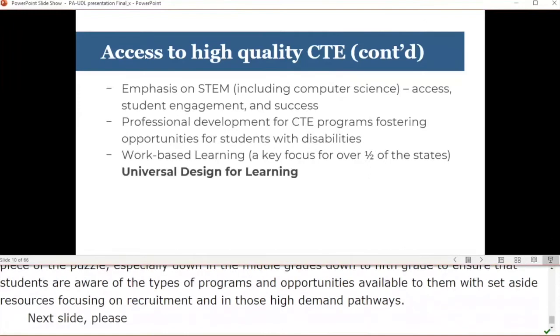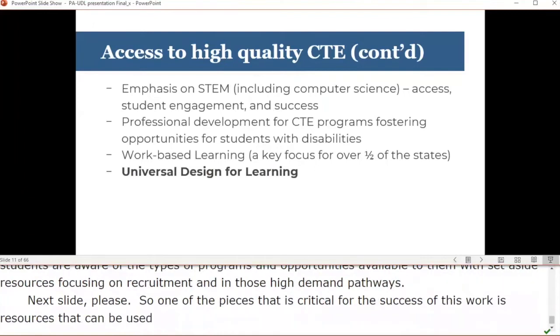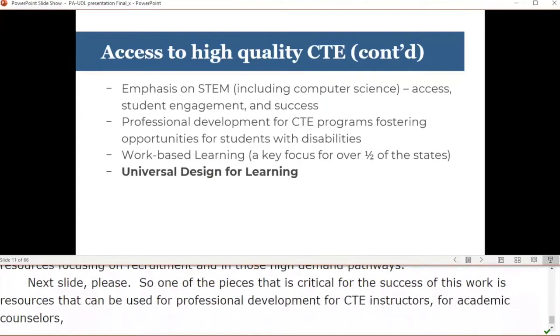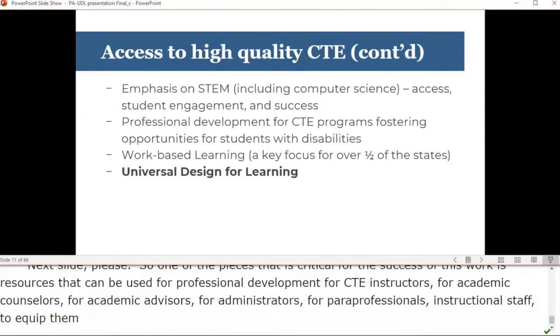So one of the pieces that is critical for the success of this work is resources that can be used for professional development for CTE instructors, for academic counselors, for academic advisors, for administrators, for paraprofessionals, instructional staff, to equip them with the tools to appropriately support students in learning.